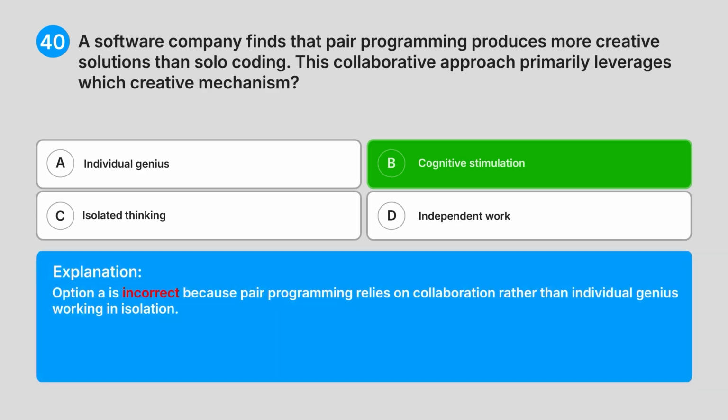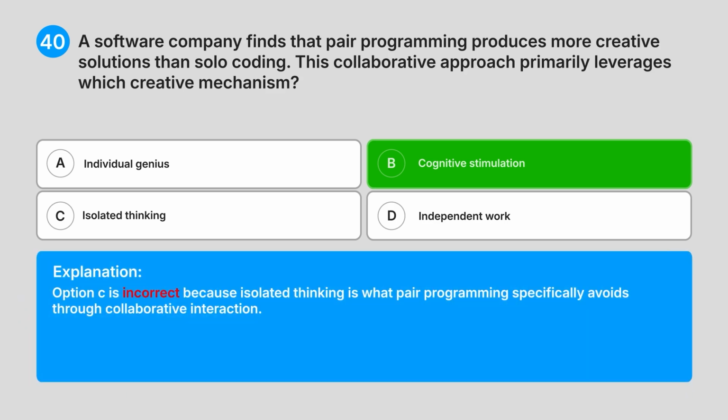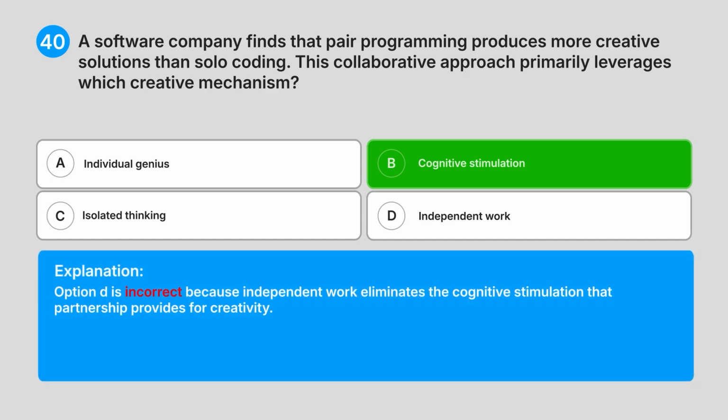Option A is incorrect because pair programming relies on collaboration rather than individual genius working in isolation. Option C is incorrect because isolated thinking is what pair programming specifically avoids through collaborative interaction. Option D is incorrect because independent work eliminates the cognitive stimulation that partnership provides for creativity.